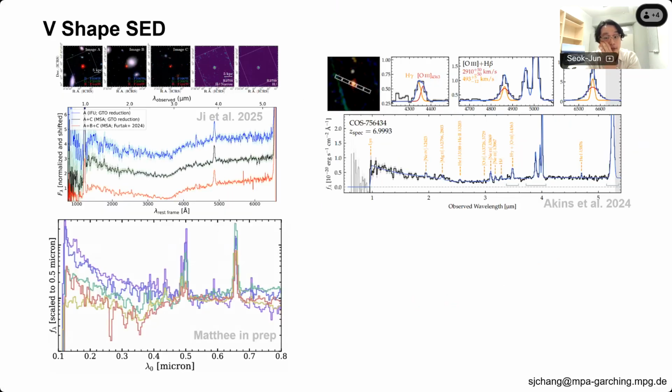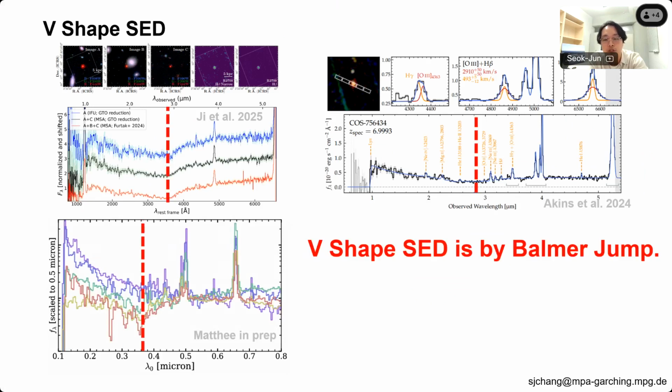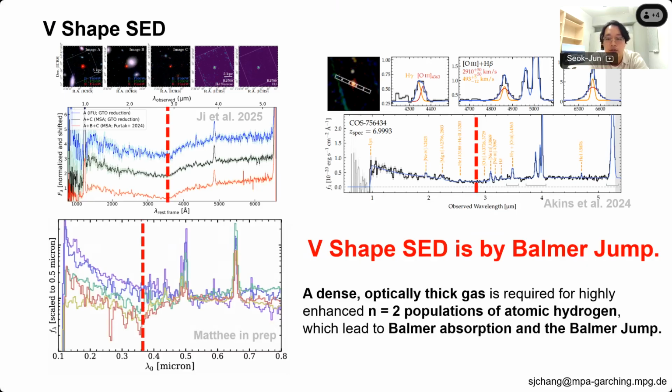Another interesting spectral feature is the V-shape SED. This is very interesting because when we convert the spectrum into the rest frame, the minimum of the V-shape is aligned with the Balmer jump at roughly 3600 angstrom, so this V-shape comes from a strong Balmer jump.